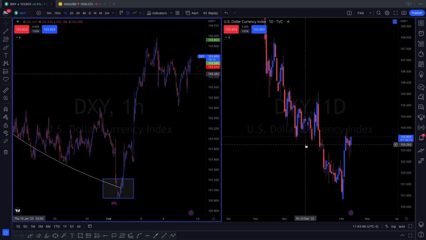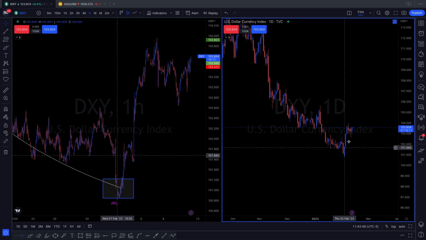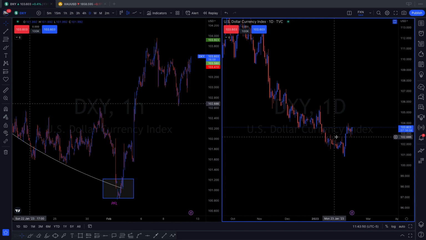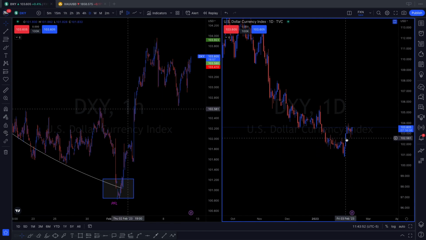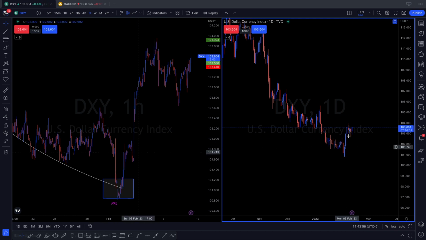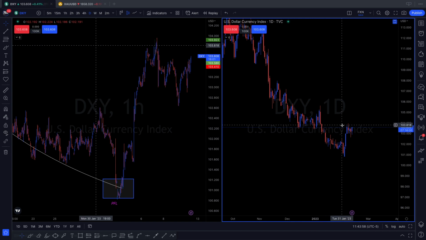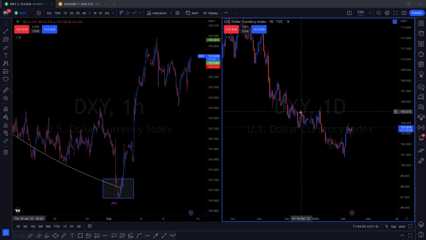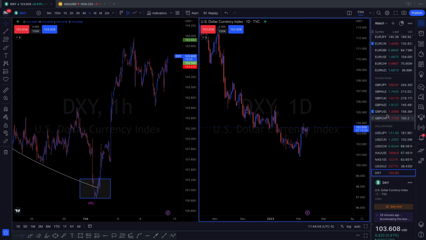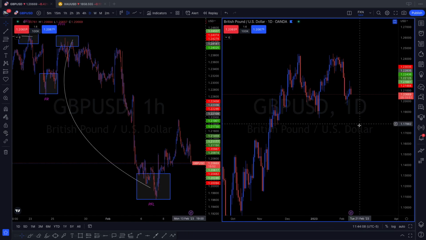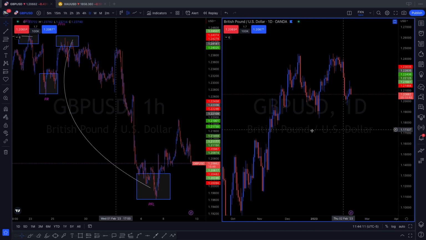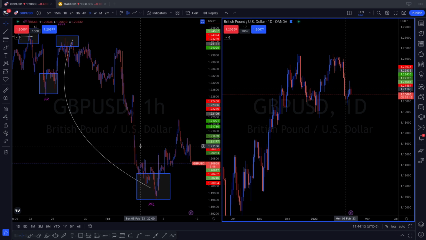Even on the daily here, you could see that we've broken this structure right here on the daily, and we're going up. The next target that we would have for the dollar index would be somewhere around 105 for me at least. So back to pound USD, if we're looking for dollar strength, that means that this has to go down, right? The price action would need to continue down.